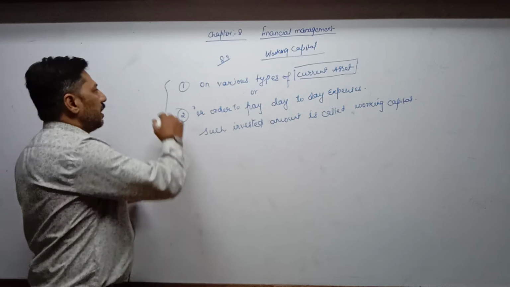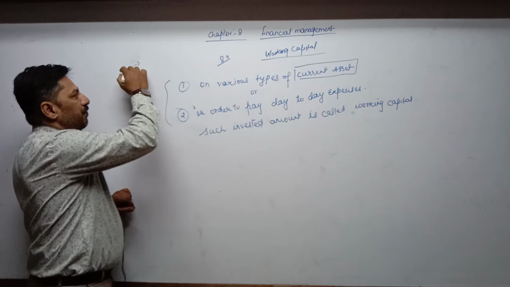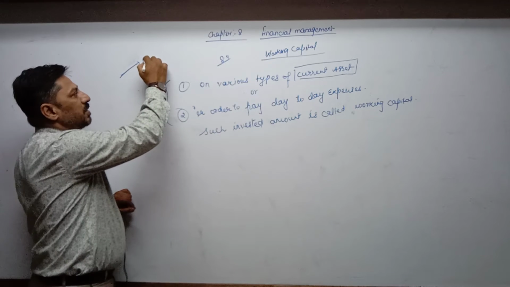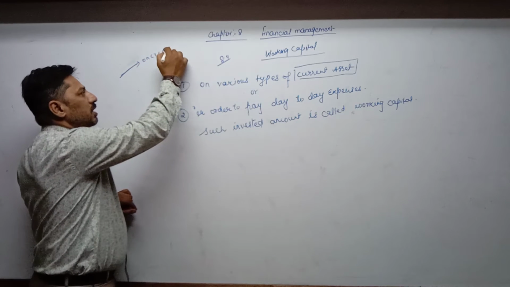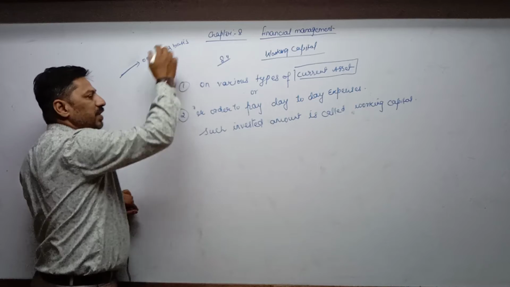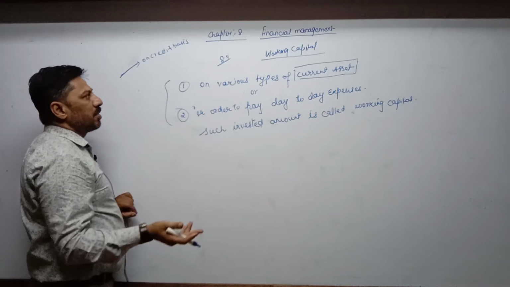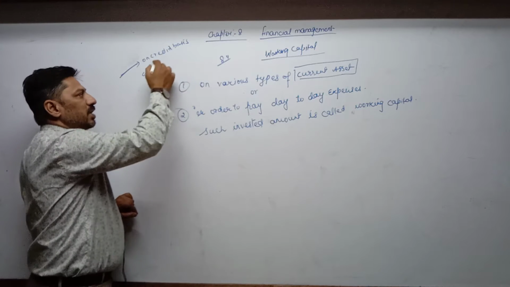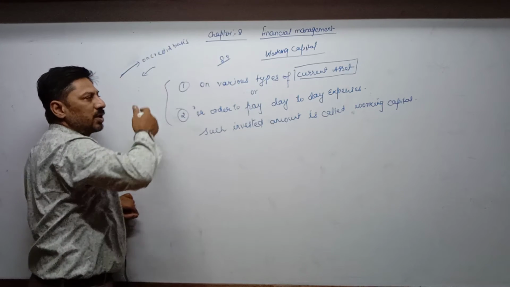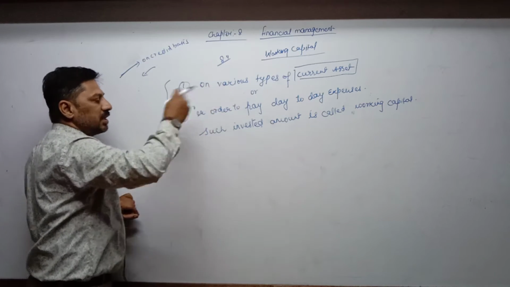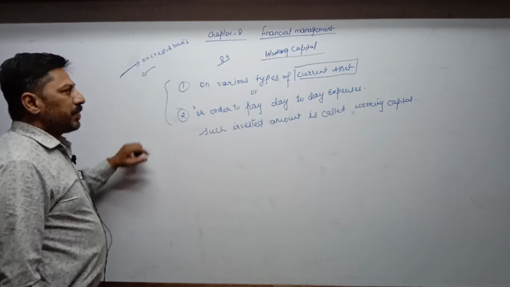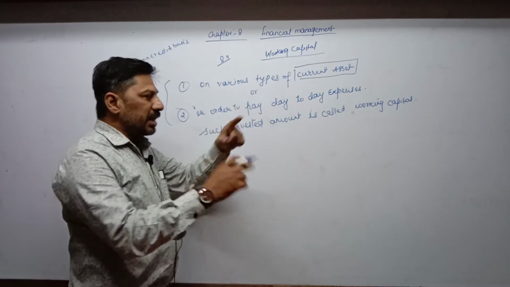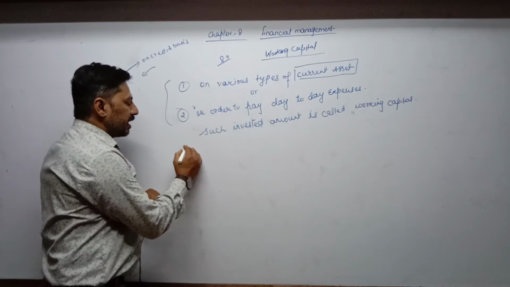For example, if you are selling goods to a customer on credit basis, after 15 days, 10 days or maximum 1 month, we will get our cash back. Means debtor is converted into cash. Again we will sell the goods on credit, and again after a few days it is converted into cash. So working capital is continuously circulating in business.